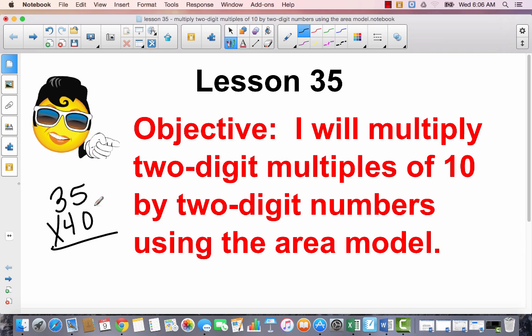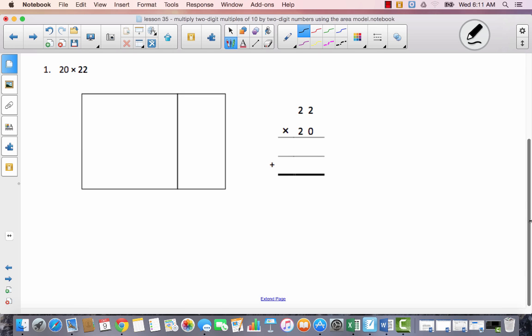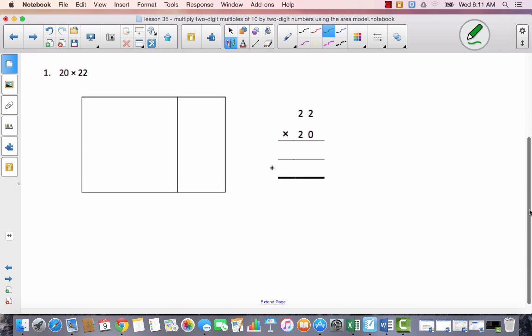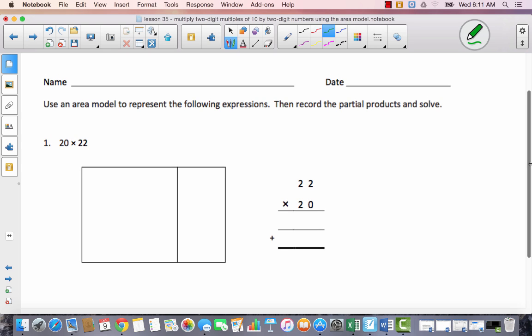Eventually this is going to lead into two full two-digit numbers. But today we're going to start with the multiple of 10 because it's just a little bit easier. Go ahead and write your name at the top, please. You're going to notice that they have already drawn the area model for you here. Let's take a look at our directions. Our directions say, use an area model to represent the following expressions, then record the partial products and solve.